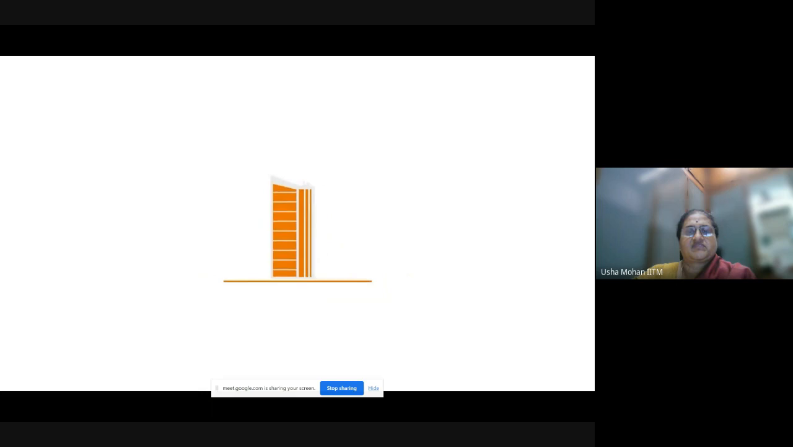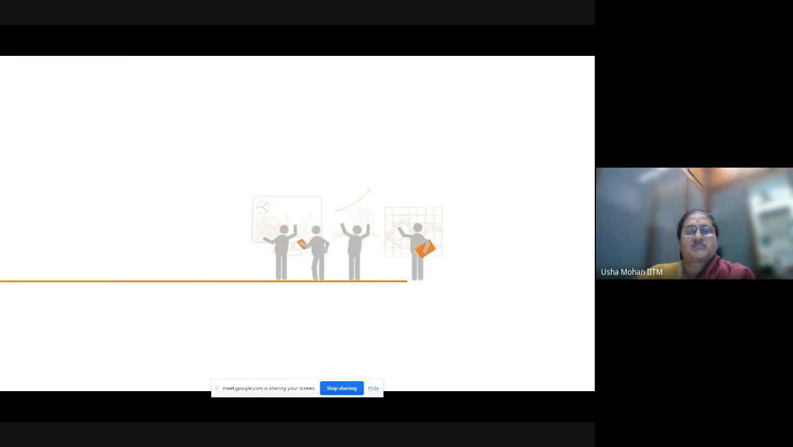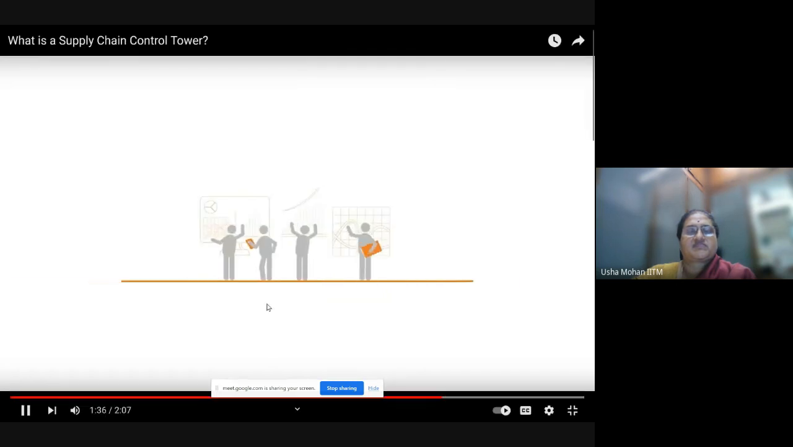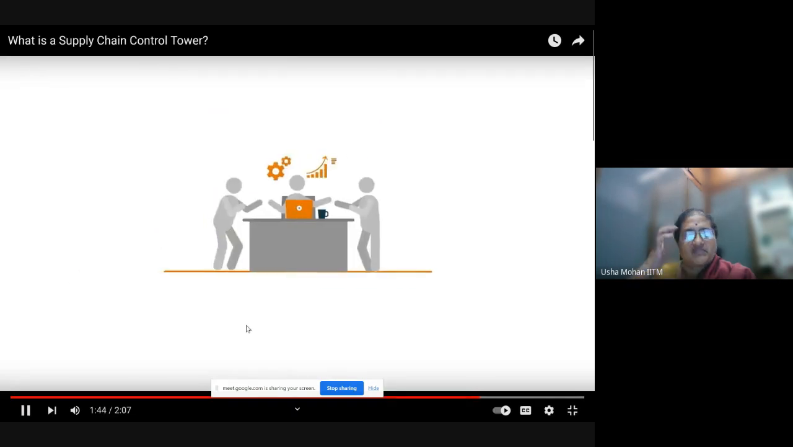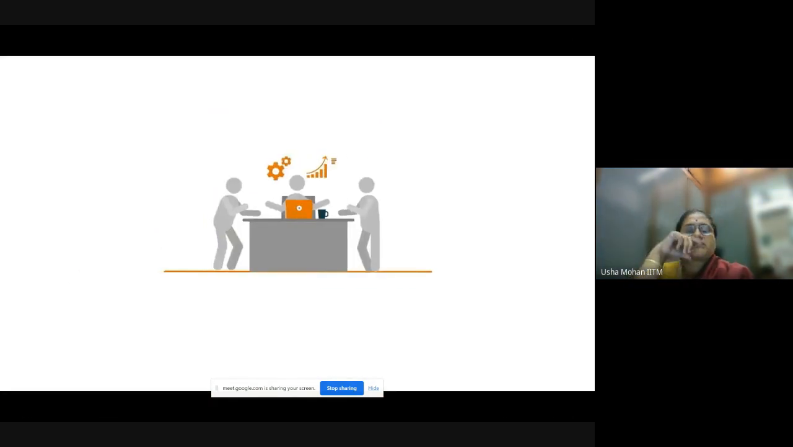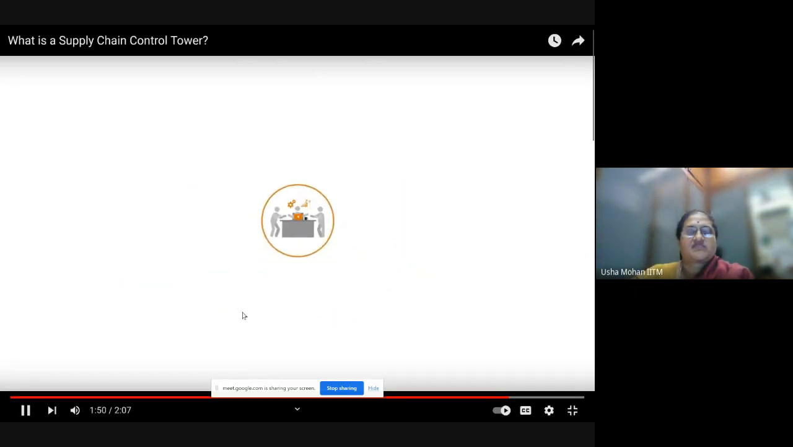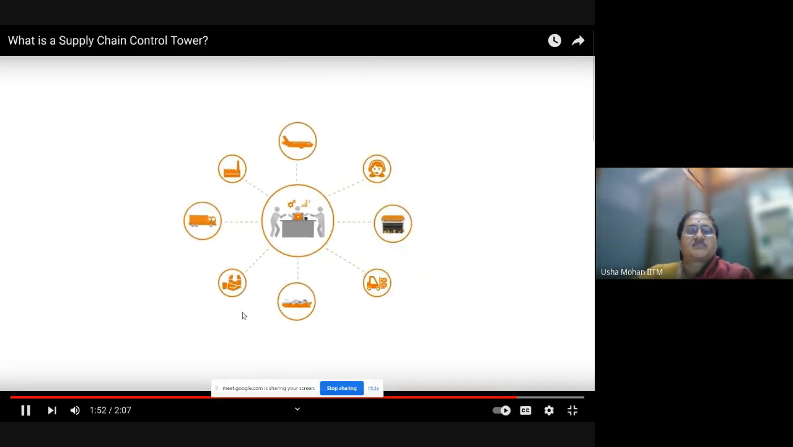The control tower uses real-time data to identify strengths and weaknesses within the supply chain, using predictive analytics to guide the network toward greater efficiency and improved processes. A supply chain control tower is powered by technology and driven by people. It can instantly aggregate data from inventory, production and warehousing centers to guide improvements and mitigate exceptions with great efficiency.